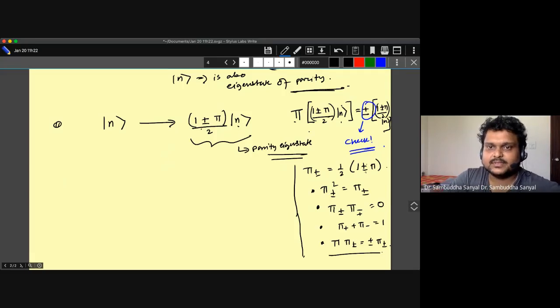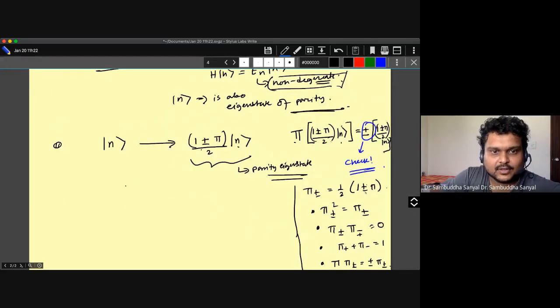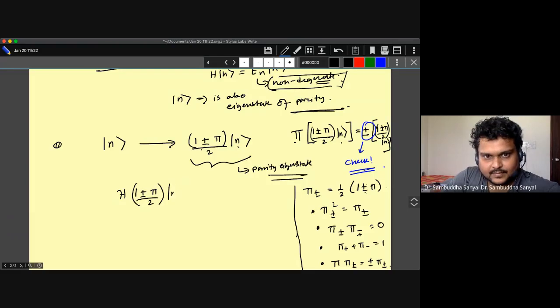Okay, so what you have to check is that this state is an eigenstate of this. This is also an eigenstate of this, which you can check very easily. (1 ± Π)/2 |n> is En by 2, (1 ± Π).